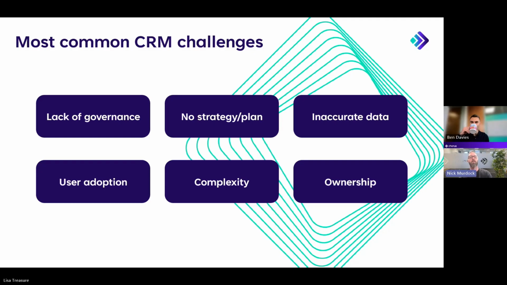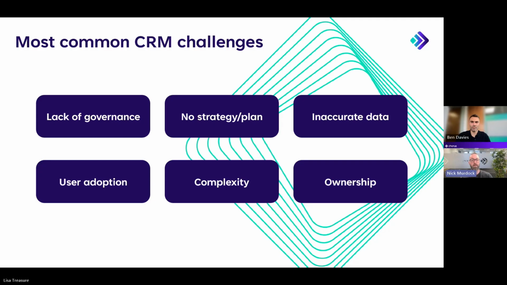Those three items at the bottom usually lead to inaccurate data, which usually leads to loss of faith in the system, which then decreases the user adoption. People start finding other methods of providing the functionality that they need, whether that's spreadsheets or something else. So it's really important to understand why user adoption hasn't taken off, where complexity is within a system.